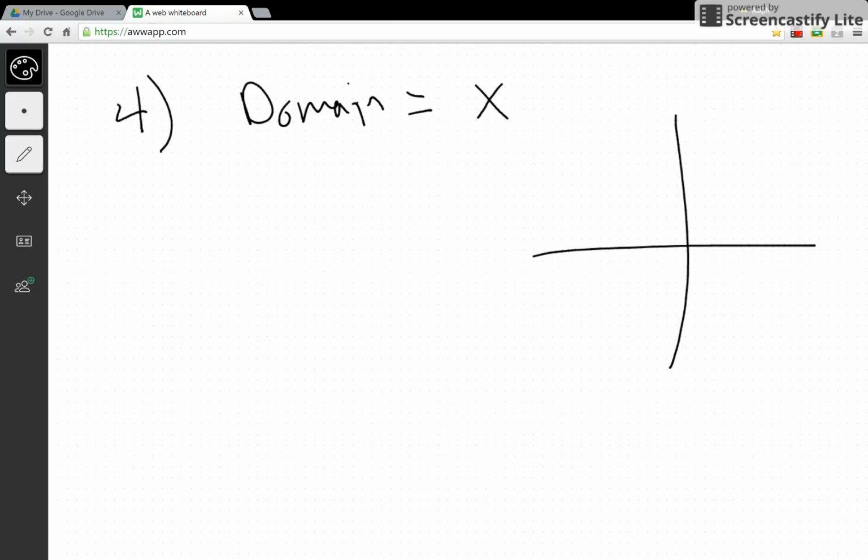Number 4 is asking us for the domains. So remember, the domain is equal to the x values. What I have to do is look at the points. So look at the dots on there. There's a graph, right? It's got some points on it.